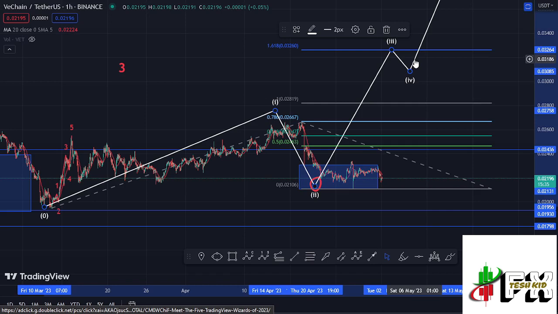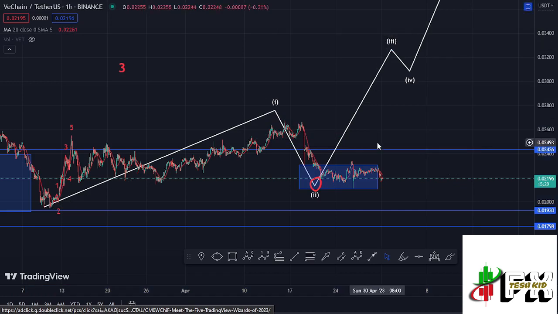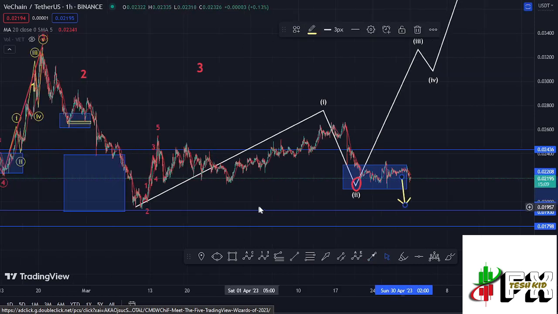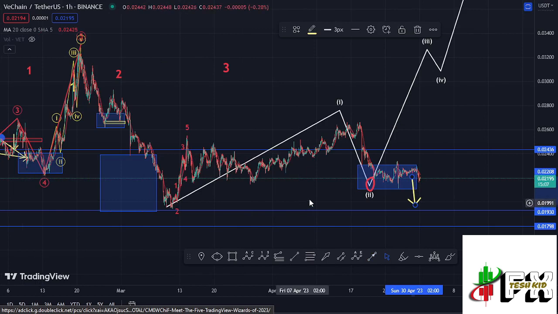But in case the breakdown continues here on the Vechain chart, I'm still expecting this blue target area to continue acting as support for us to still say that we are still in the formation of this wave 2, and we still have the chances of seeing that massive run up in that wave 3. But in case the breakdown continues and we are able to break out of this blue target area to the lower side and continue seeing further breakdown, then that would be suggesting an even more bearish scenario here on the Vechain chart.